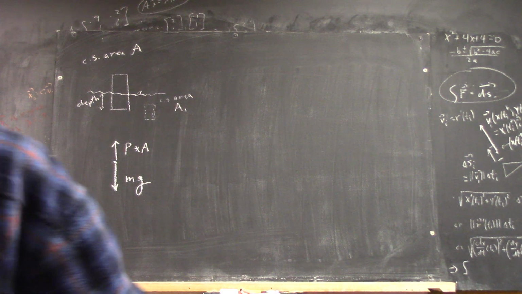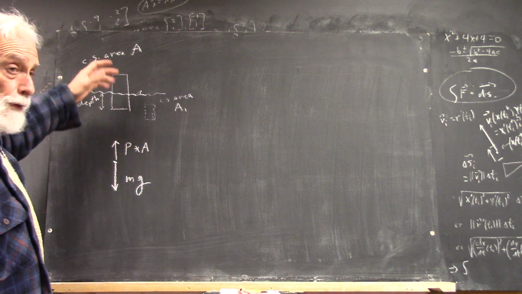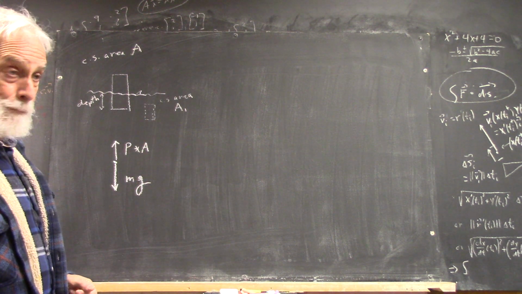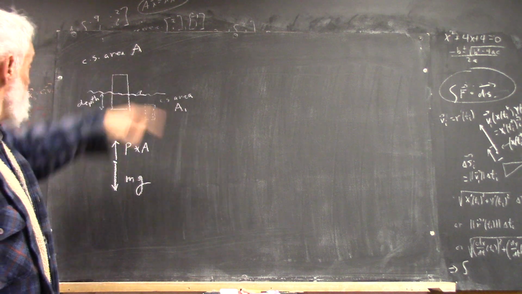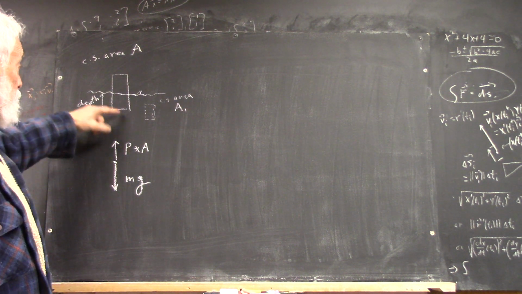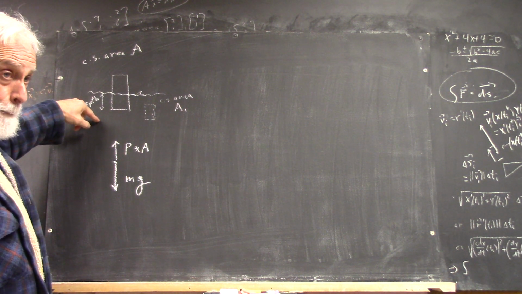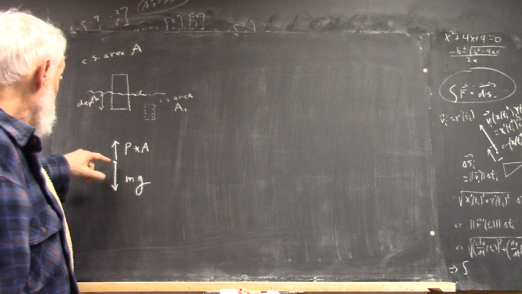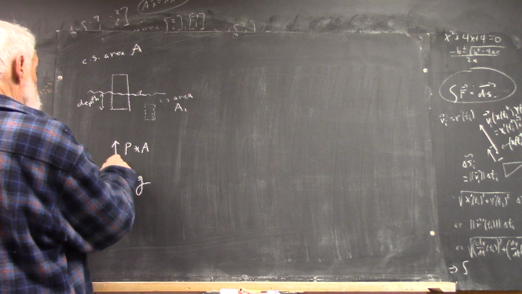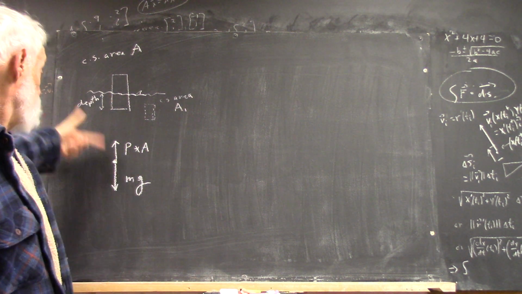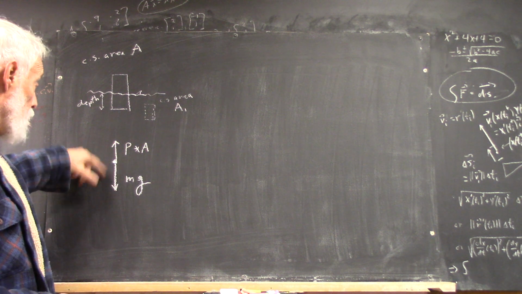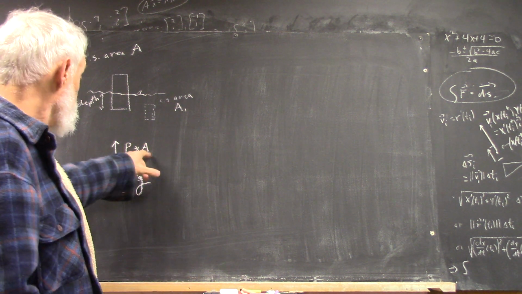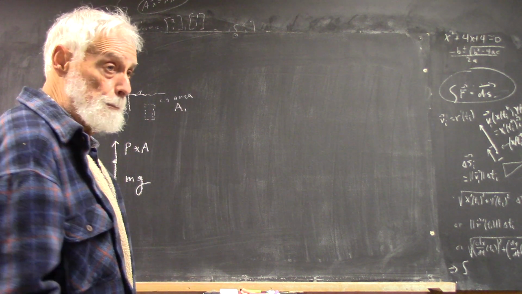Okay, so we're looking at the situation where we have a cylinder in the water and it's bobbing up and down in simple harmonic motion. Cross-sectional area is A, and the bottom of it is at some depth. So we know the forces acting on this. Free body diagram, this dot represents the cylinder, mass of the cylinder. You have mg acting down, force of gravity, and you have pressure times cross-sectional area acting up.